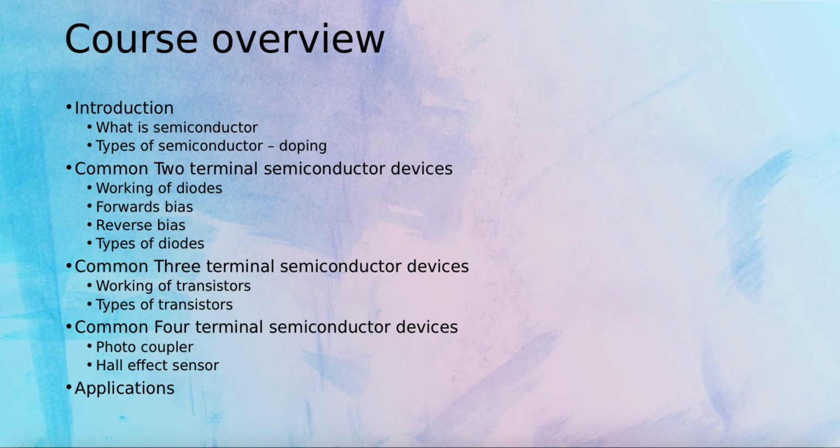So this is the course overview, and in this course we're going to say what is a semiconductor, types of semiconductor, and different semiconductor devices. We have 2-terminal device, 3-terminal device, and a 4-terminal semiconductor device. Under 2-terminal semiconductor devices, we'll be learning on the working of diodes, forward and reverse bias, and types of diodes. Under 3-terminal device, we'll be learning on the working of transistors and different types of transistors that exist today. And under 4-terminal semiconductor device, we'll look into specifically 2 examples, a photocoupler and a Hall-effect sensor. Finally, we'll also see the applications of all these semiconductor devices in real life.